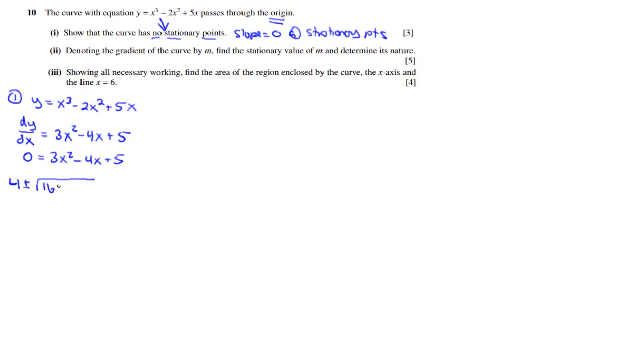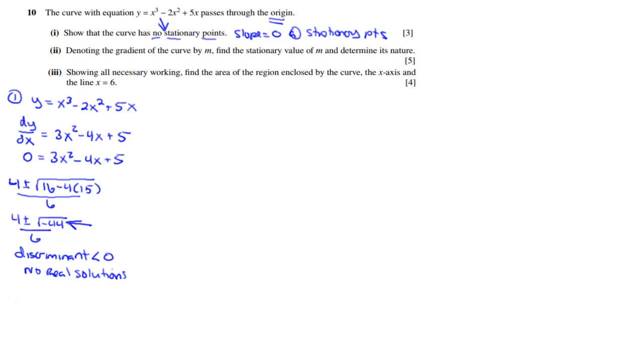So let's go ahead and use the quadratic formula. And when I do this, you're going to notice the discriminant is going to be negative. And if the discriminant is negative, then there's no real solution. So that's the reason why there's no stationary points. I can't solve this for x. I cannot find a stationary point for this when the slope equals 0. All right, so that's the answer to part 1.